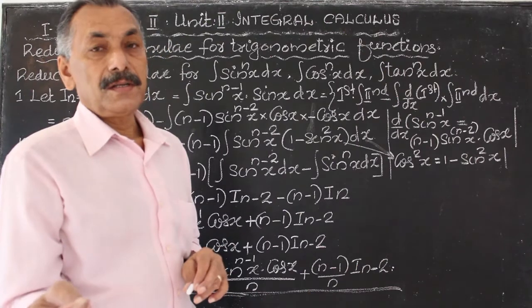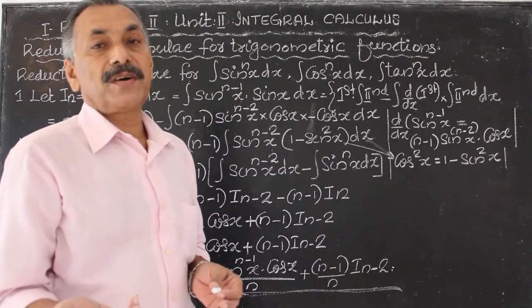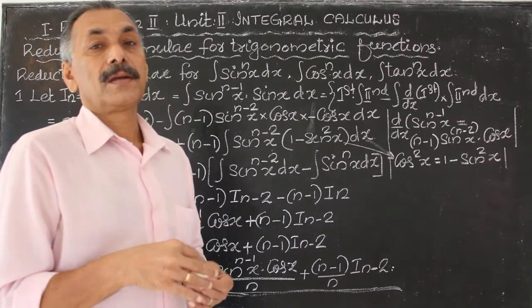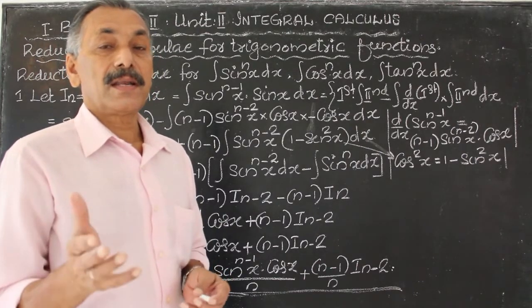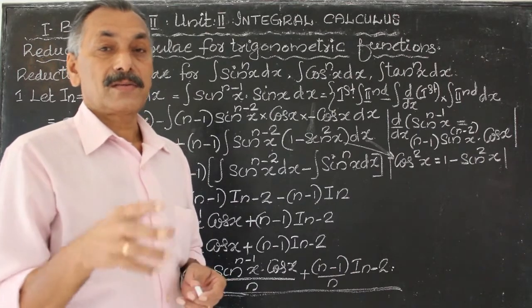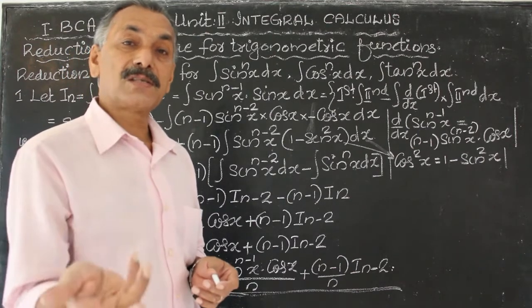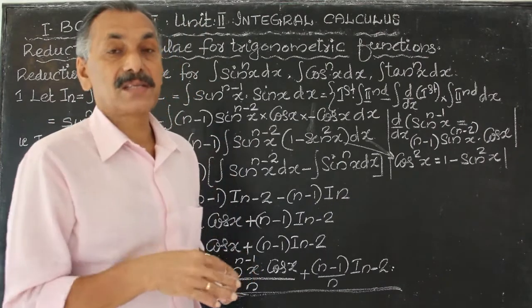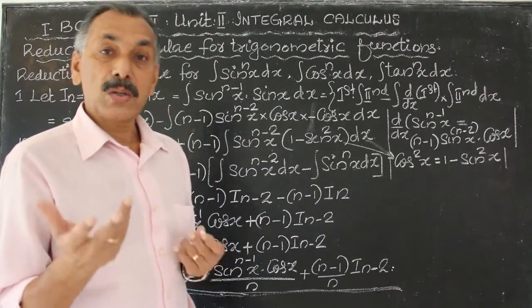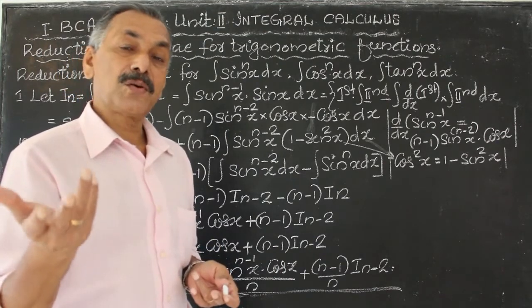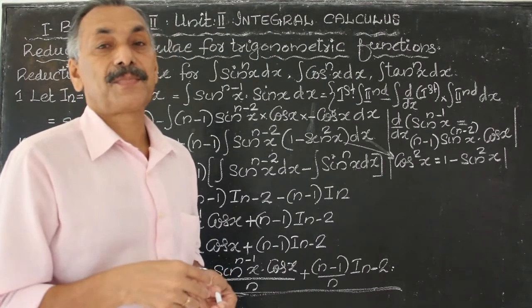We have already seen integration of trigonometric functions such as sin x, cos x, sin square x, cos square x, etc. Now we consider integration of the form integral sin raised to n x dx. For example, integral of sin cube, sin raised to 4, sin raised to 5, sin raised to 6, and then sin raised to n x dx. Or integral cos raised to n x dx: cos square x, cos cube, cos raised to 4, cos raised to 5 x dx, etc.